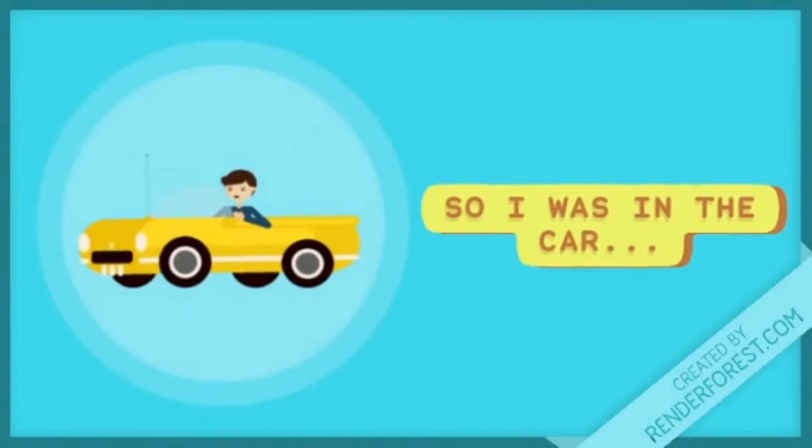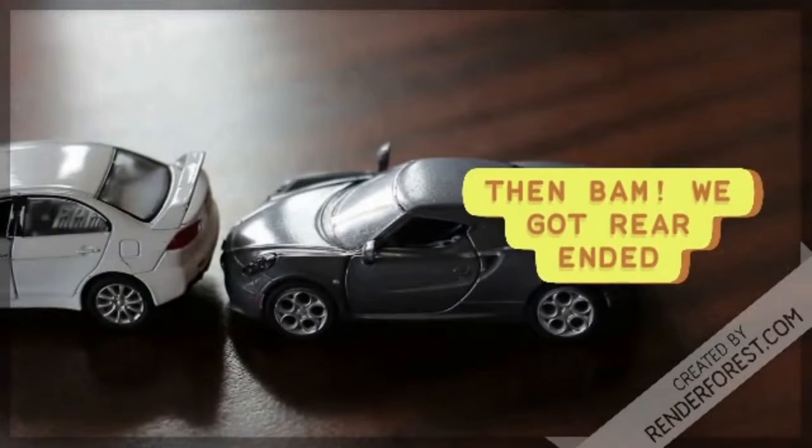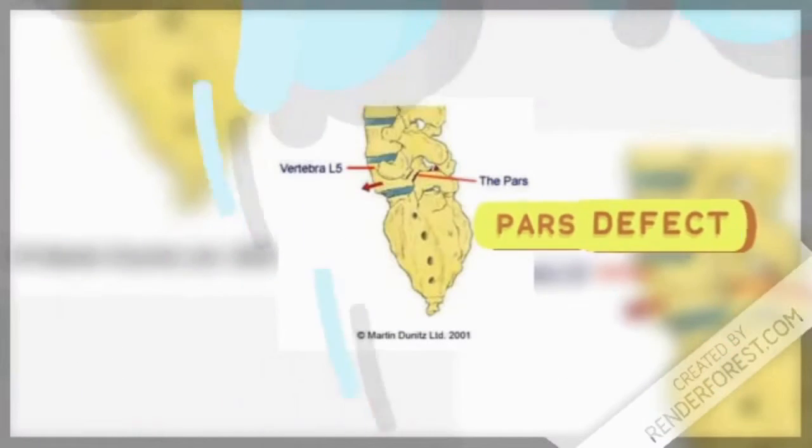So I was in the car with my mom. We were just driving along, and then bam, we got rear-ended. And that's how I found out I had Parr's defect.